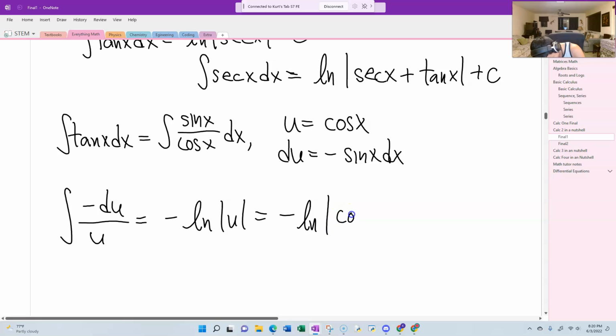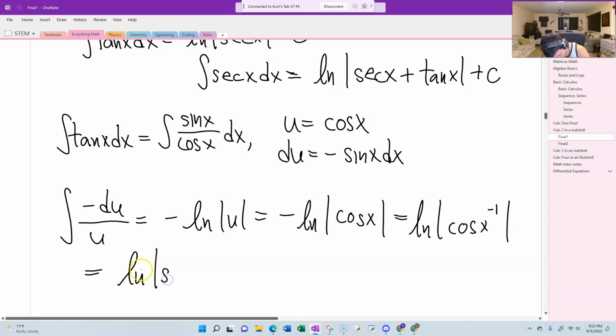which is negative ln cosine x. And then the way logarithms work, with the negative on the outside, you can factor it in, and it turns into ln of cosine x to the negative 1. And we all know that that's equal to ln secant x. So that's just the proof for the tangent integral. There you go.